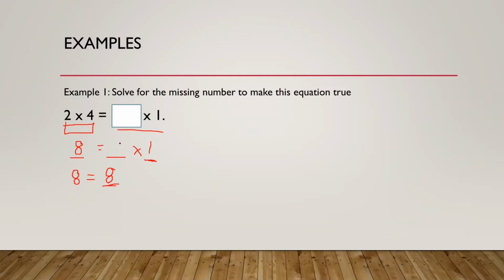So, yung sagot natin ay 8 dahil any number that you multiply to 1 is the number that you have. So, when we multiply 8 sa 1, the answer is 8. So, therefore, the missing number is 8.